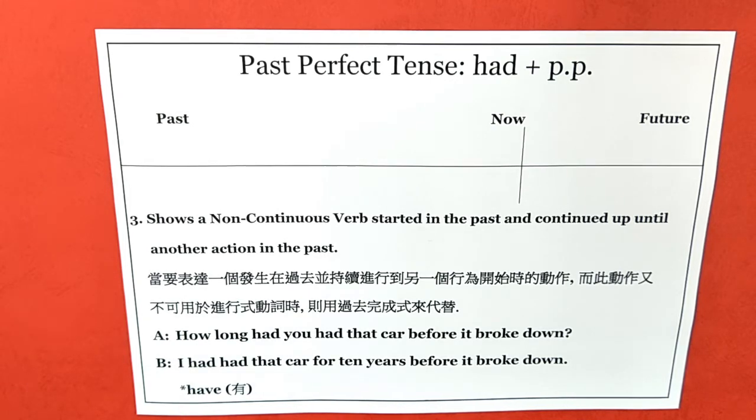Number 3. Shows a non-continuous verb started in the past and continued up until another action in the past. All right, remember the non-continuous verbs. English has many verbs that are non-progressive. There is no verb ing. For example, I have a dog. I do not say I am having a dog. That is wrong. I have a dog.